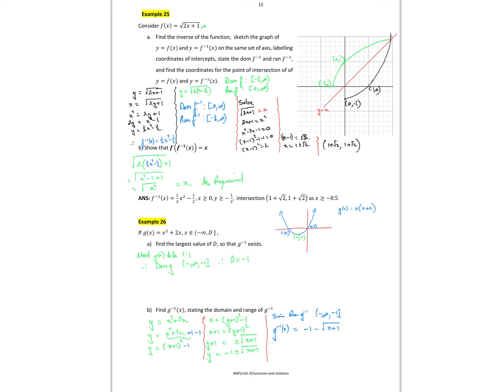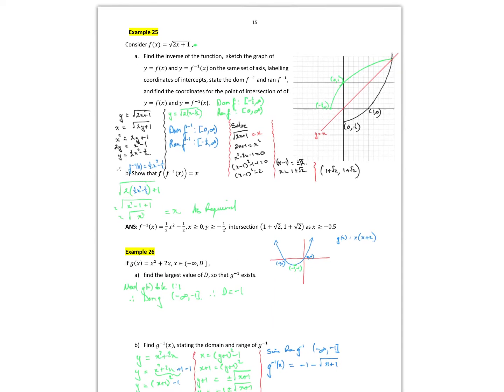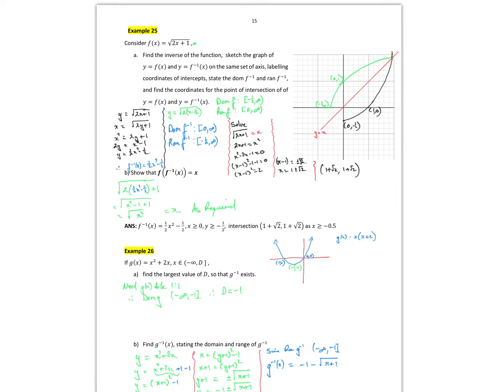All right, so let's have a look at example 25. We know we're dealing with inverse functions. We need to find the inverse and sketch the graphs. So let's focus on the green function, which is the original graph. So y equals the square root of 2x plus 1.